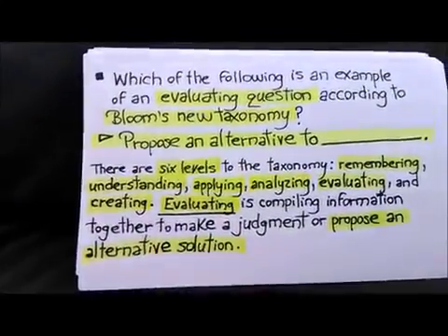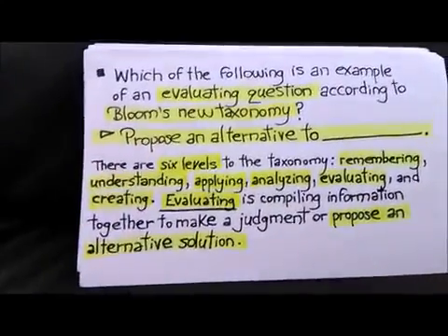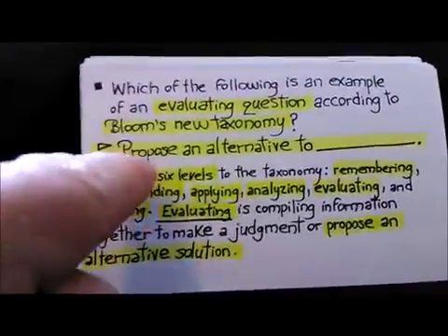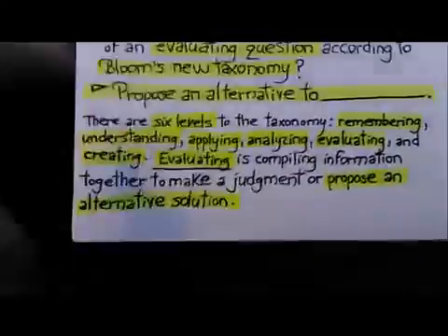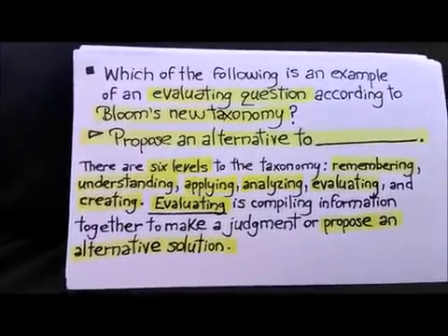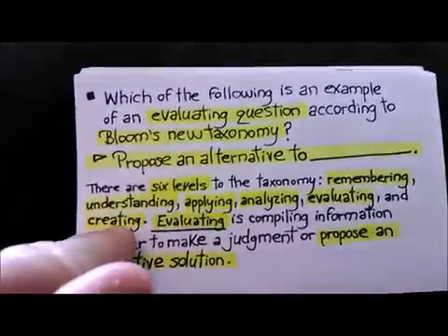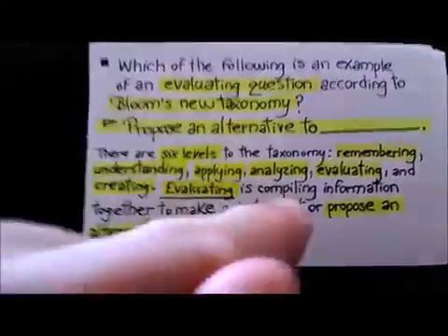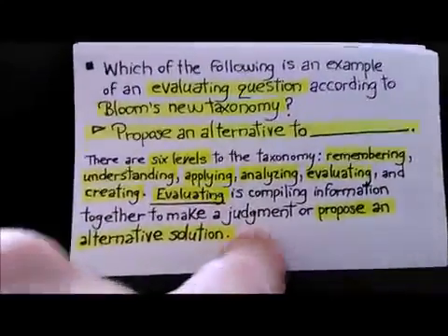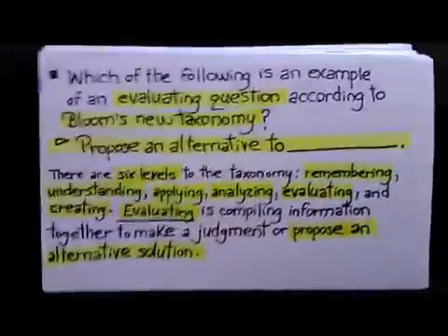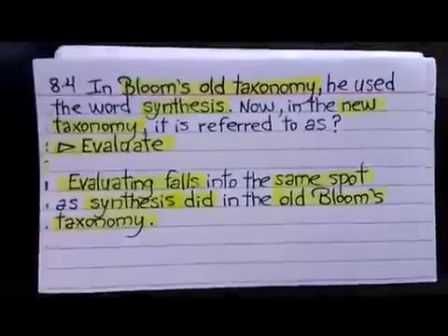Which of the following is an example of an evaluating question according to Bloom's new taxonomy? Evaluating question. Well, propose an alternative to. Okay? Propose. There are six levels to this taxonomy: remembering, understanding, applying, analyzing, evaluating, and creating, which is the highest on Bloom's taxonomy. Evaluating is compiling information together to make a judgment or propose an alternative solution. Propose. Okay? You got that? Yes, I hope you do. Okay.